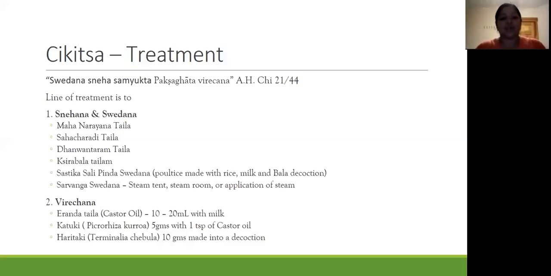And ideally what the sneha and swedana is doing is, of course, the snehana, which we all know by now, but just to reiterate, is basically lubricating the whole body. In this process of lubrication, it helps to reduce the dryness, which is one of the causative factors for this condition, but also to reduce the rigidity of the muscles, and to lubricate all of the channels. By lubricating all of the channels we're allowing things to move easily. So when we lubricate it and then add heat, or swedana, that again is dilating the channels, dilating the shrotas, so that whatever is stuck can start to move easily.